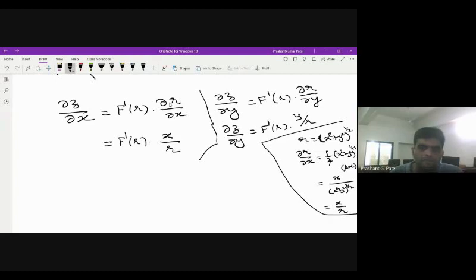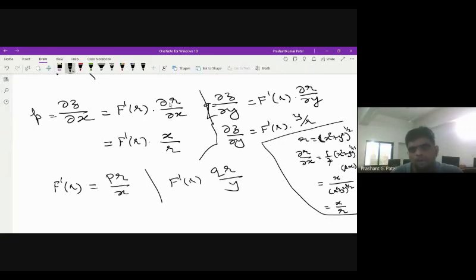Now we have to eliminate this f dash from these two. So I will find out the value of f dash, and we know that this we have represented as p and this one we have represented as q. So I can write p r upon x if I find the f dash value from this, and from this f dash is q r upon y. Therefore p r upon x is equal to q r upon y.